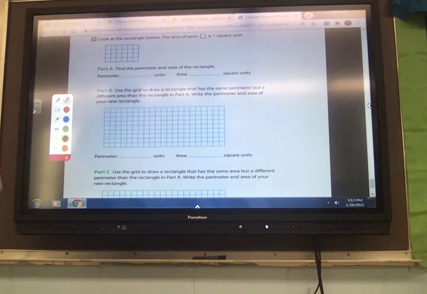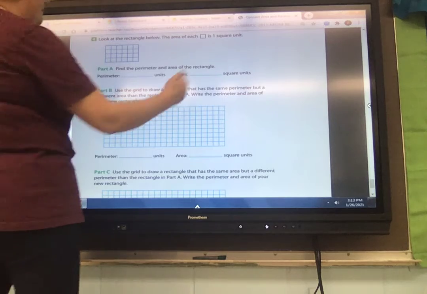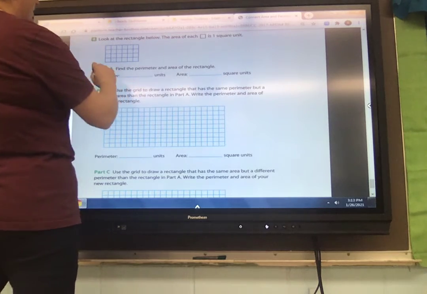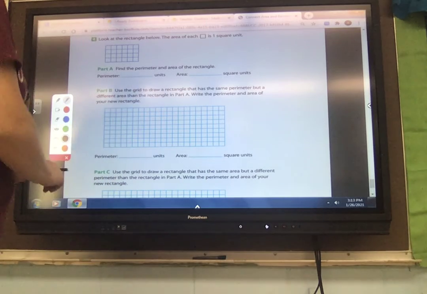Look at the rectangle below. The area of each square is 1 square unit. Find the perimeter and area of the rectangle. So we're doing both. Perimeter, we're adding all our sides. To get the perimeter, you add all your sides.